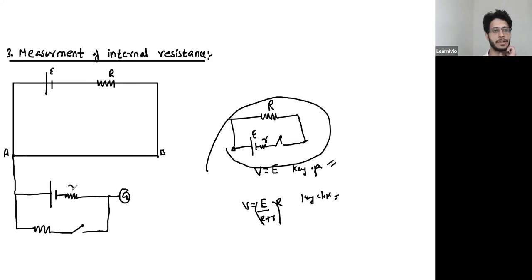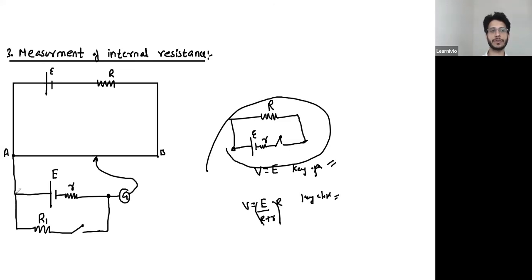So this is the internal resistance. This is the EMF E. This is the external resistance R. And this is the galvanometer. So this key is initially open, and I connected this galvanometer to the system. So now this galvanometer will measure the terminal potential difference.